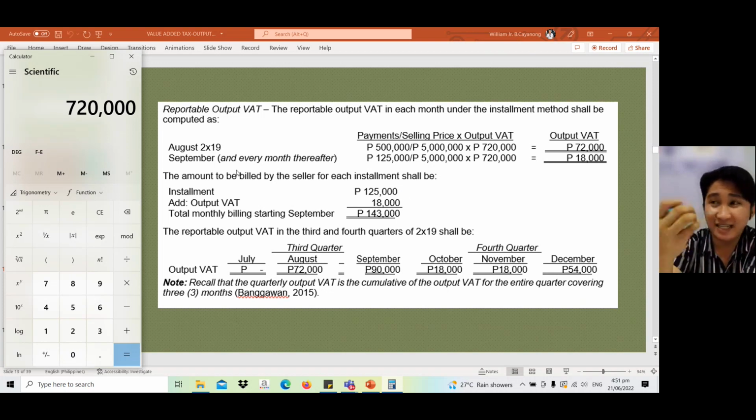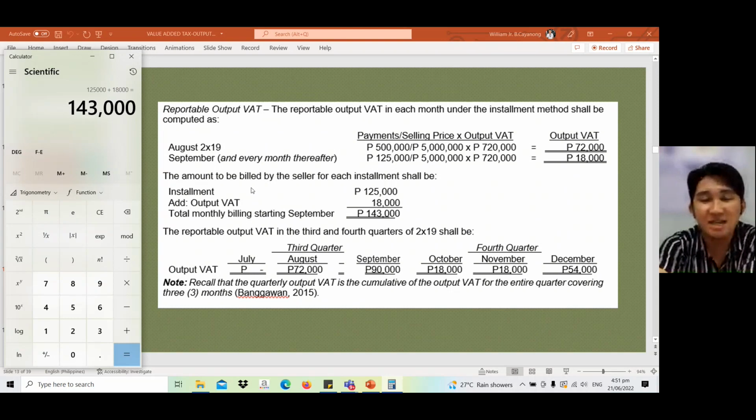Ngayon, as a seller, paano ba natin siya i-bill? Okay, the amount to be billed by the seller for each installment sale is, since 125 ang ating sisingilin sa kanya, i-add po natin yung VAT, 125 plus 18,000. So ang babayaran ay 143,000 pesos. Ang babayaran ng customer rather. Okay, may VAT po talaga yan.